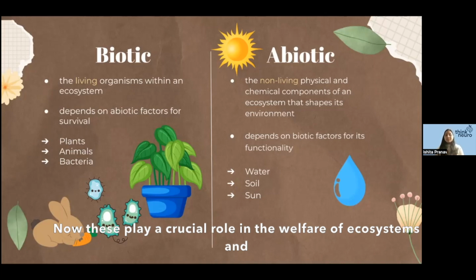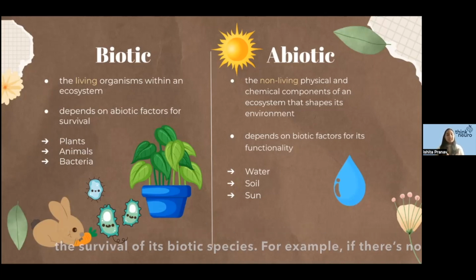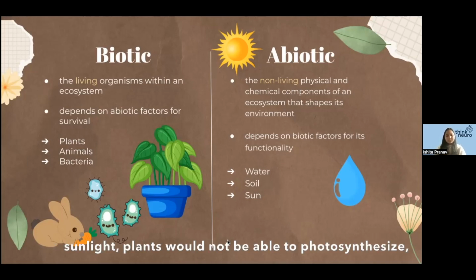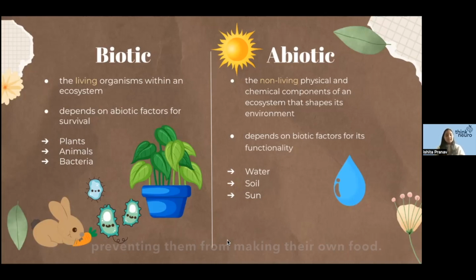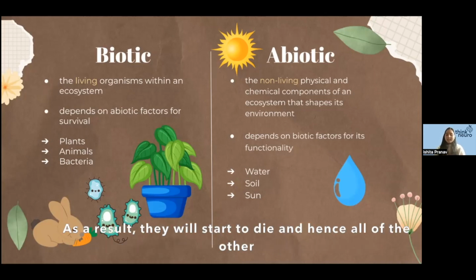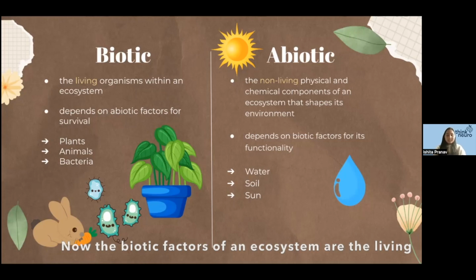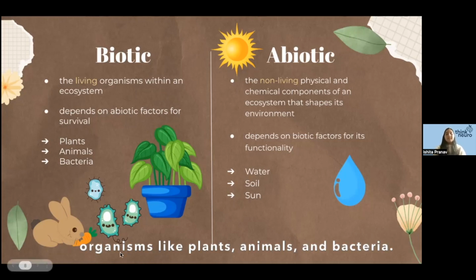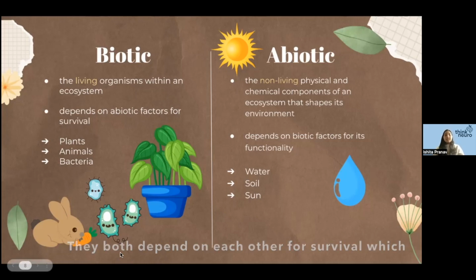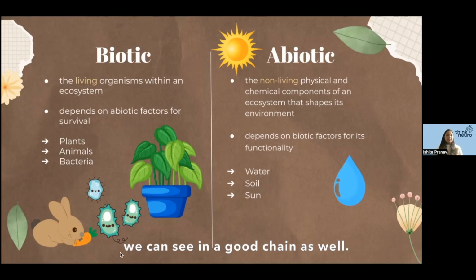Now, these play a crucial role in the welfare of an ecosystem and the survival of its biotic species. For example, if there's no sunlight, plants would not be able to photosynthesize, preventing them from making their own food. As a result, they will start to die, and hence all the other organisms who eat those plants will also die. Gradually, the whole ecosystem will then collapse. Now, the biotic factors of an ecosystem are the living organisms, like plants, animals, and bacteria. They both depend on each other for survival, which we can see in a food chain as well.